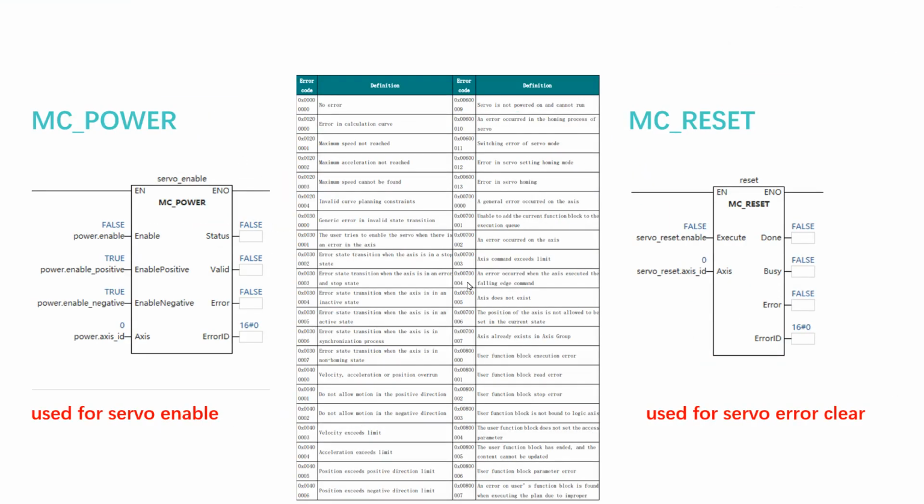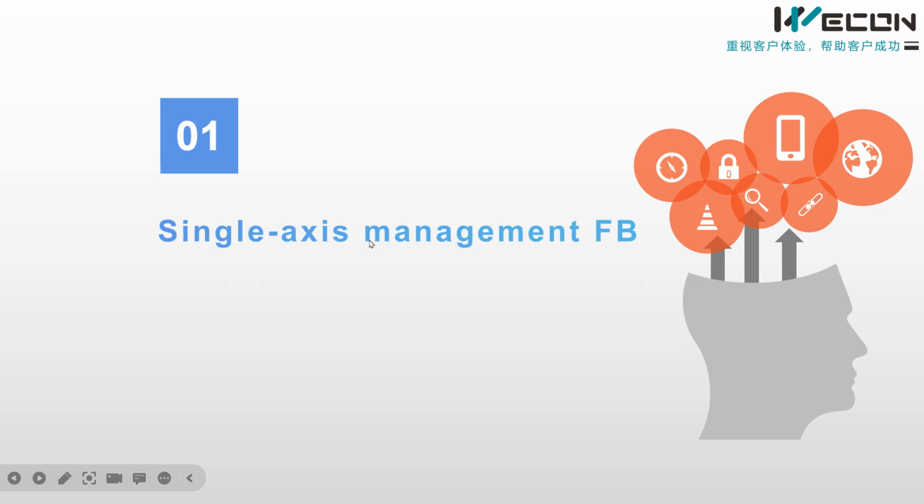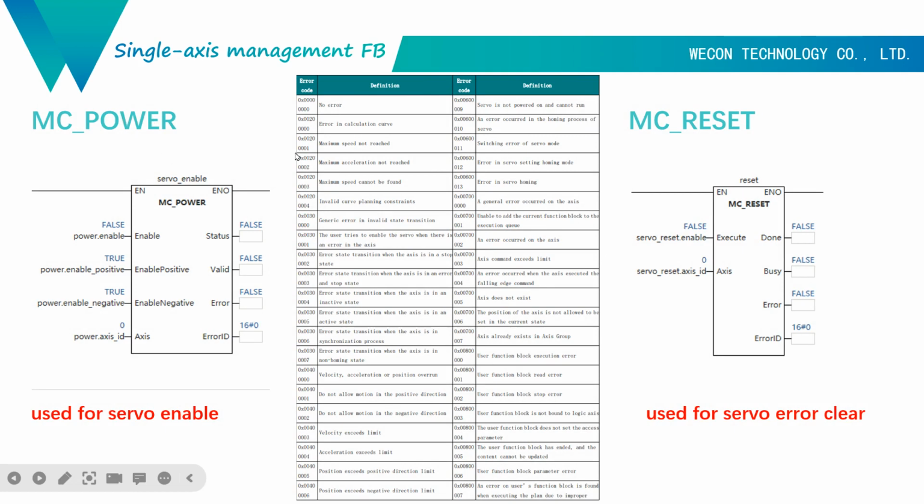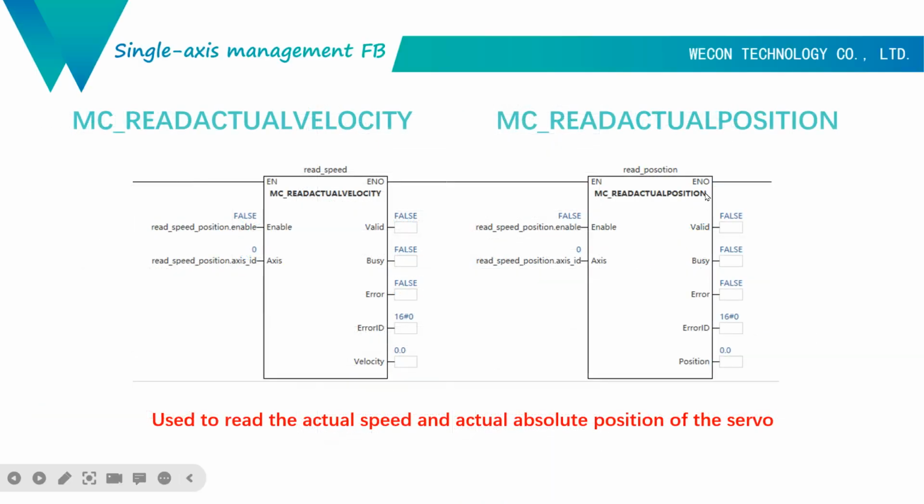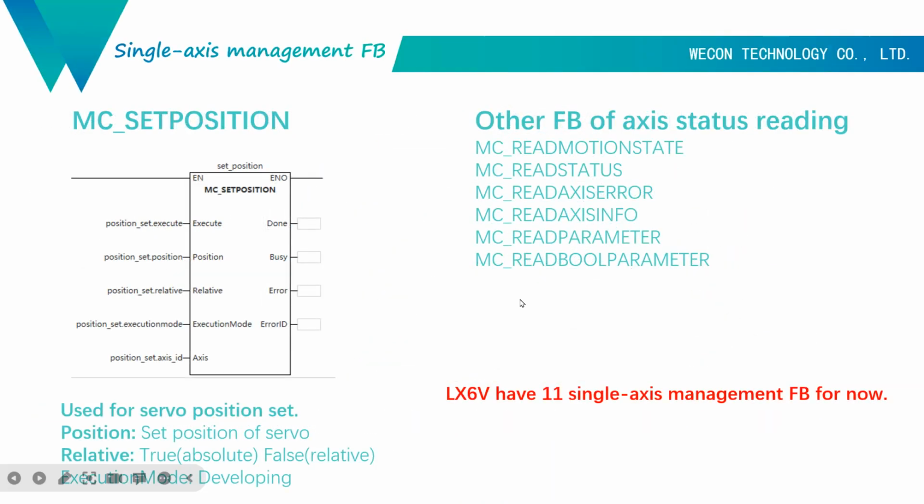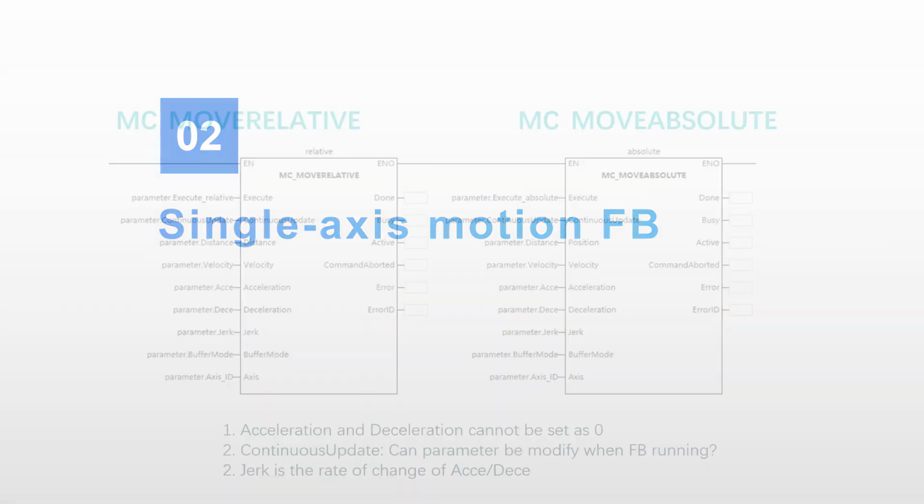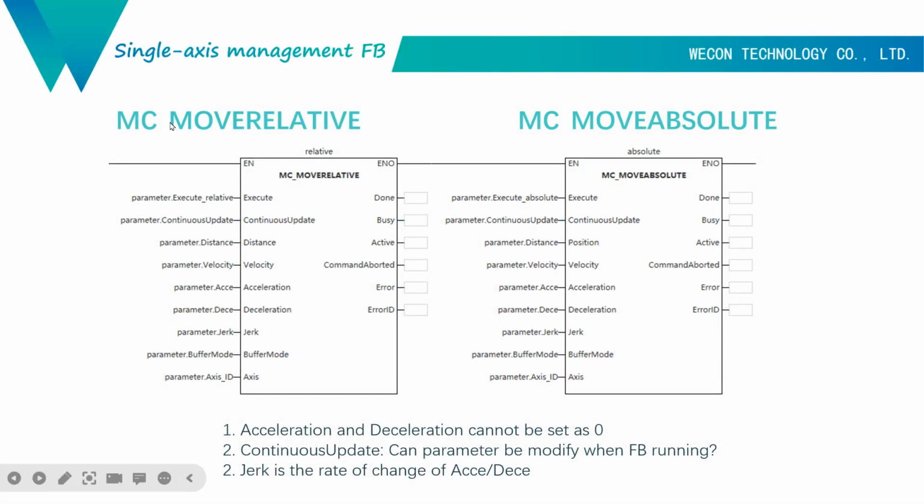For the previous function blocks, we call them management function blocks. You can see these function blocks are used to, for example, enable servo, clean error, read speed, read position, and read other status or other parameters. So we call them management function blocks. And the motion function block is used to control the motor to rotate. You could see these two function blocks, move relative and move absolute.